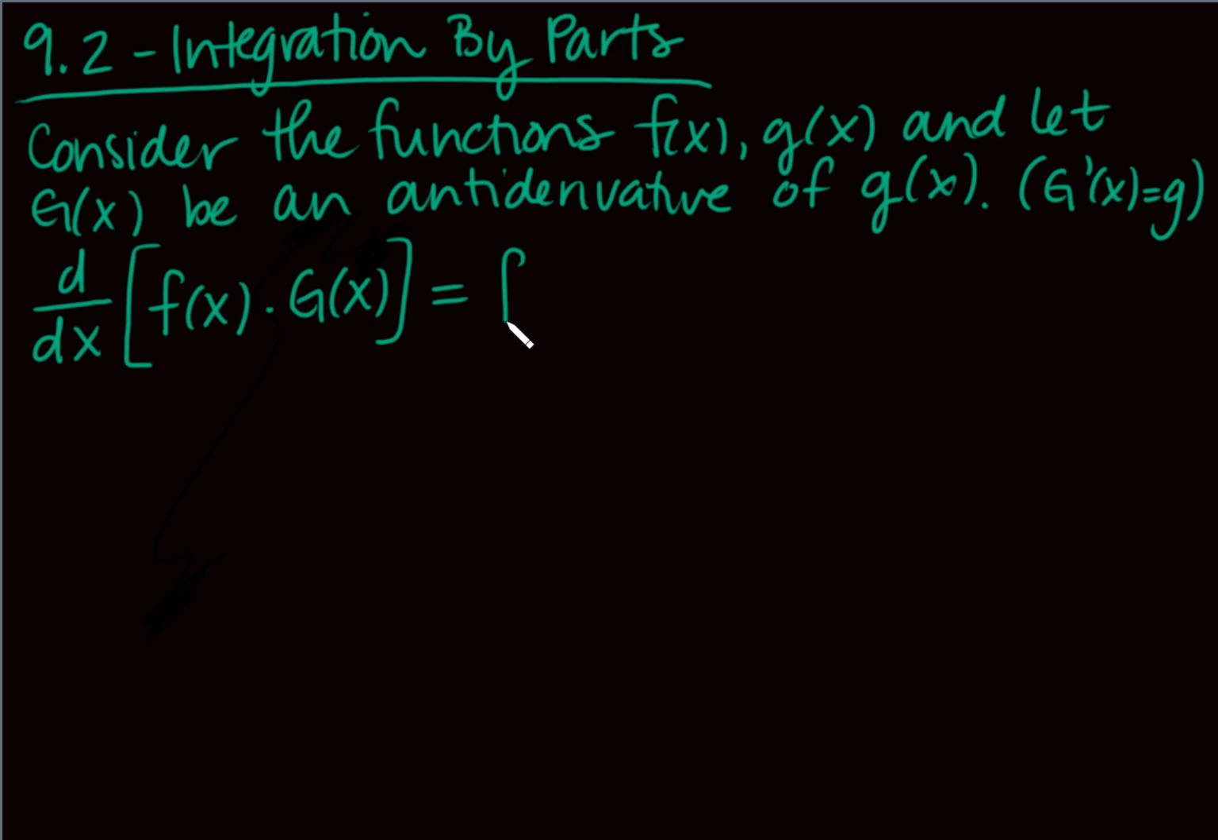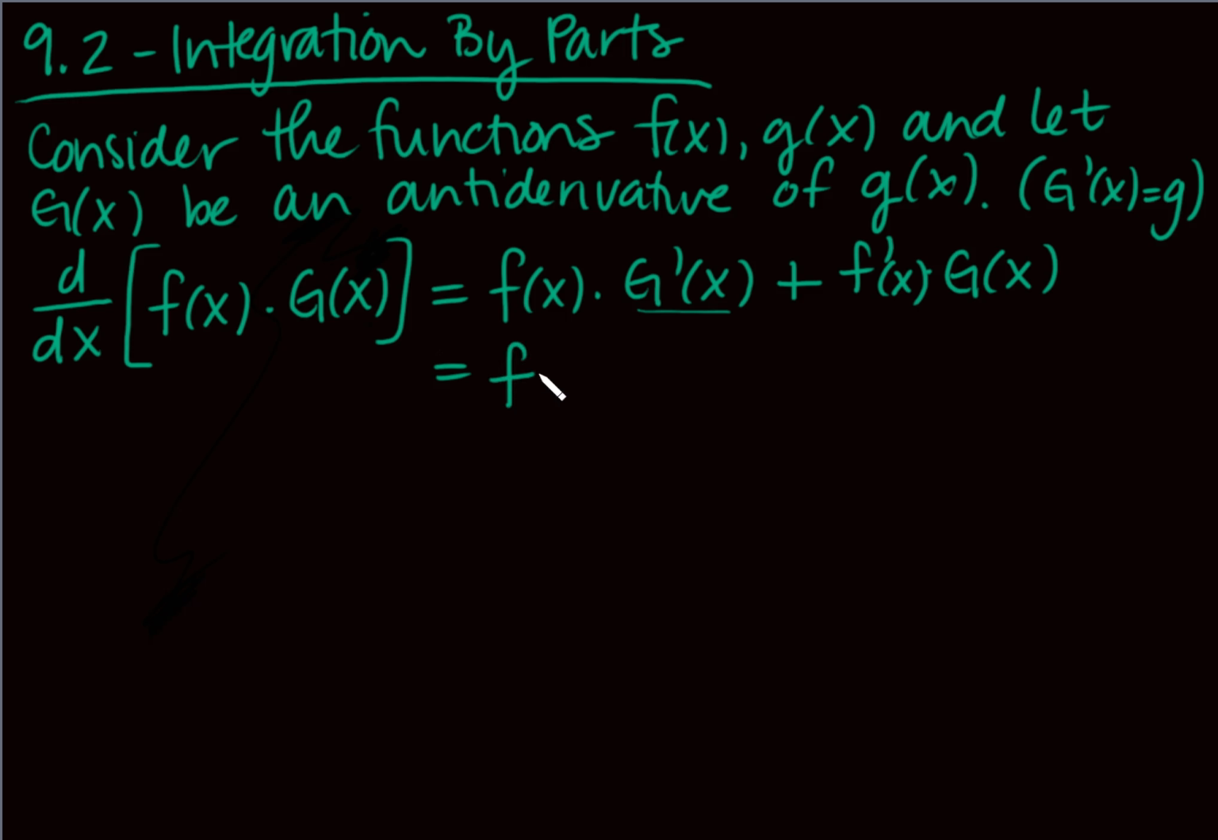So I'm going to do the product rule. I'm going to leave the first times the derivative of the second, plus, leave the second times the derivative of the first. So that's the product rule. And what do we know here? We know that we defined big G prime of x to be little g. So I'm just going to replace this with what we have defined it to be, which is just little g of x.